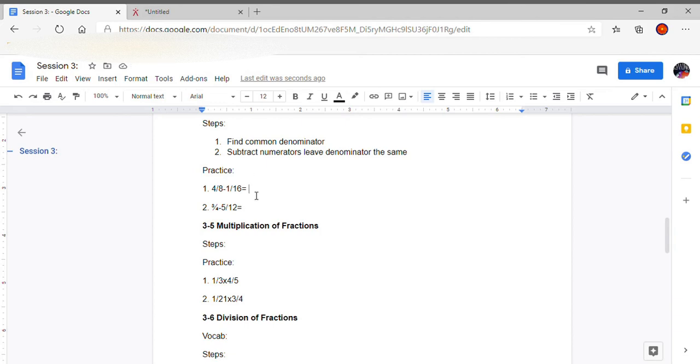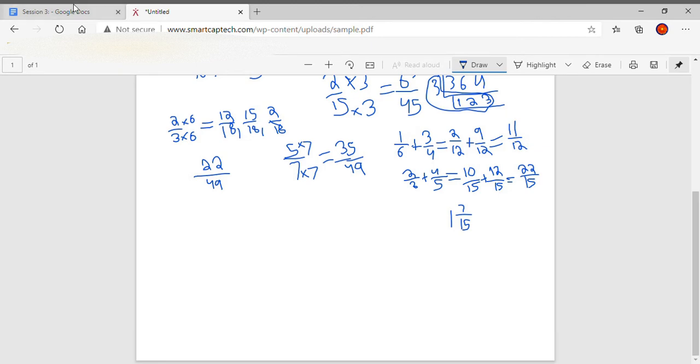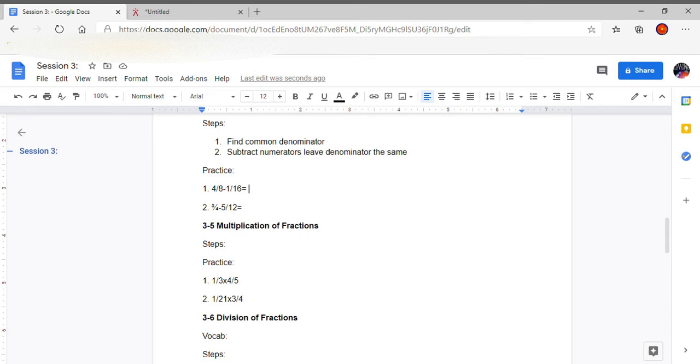So 4 over 8 minus 1 over 16. So common denominator, we already know it's 16 because 8 goes into 16 2 times when you multiply by 2. And this already has 16 as a denominator, so we can leave it the same. So times 2 to get to 16. So when you multiply this by 2, we get 8. So 8 over 16 minus 1 over 16. We get 8 minus 1 equal to 7. And then we leave the denominator the same. So the answer would be 7 over 16.